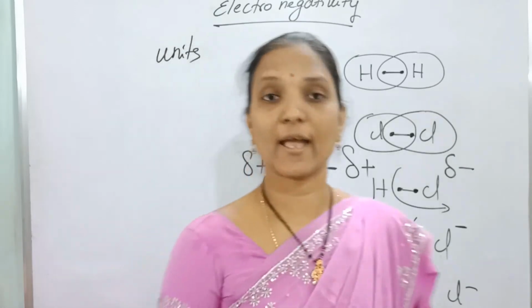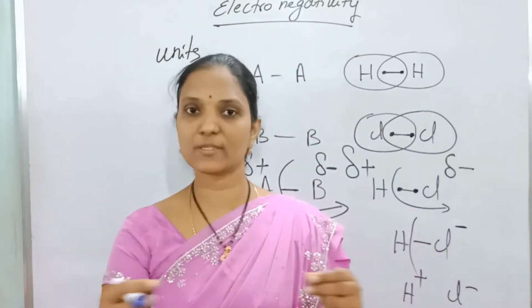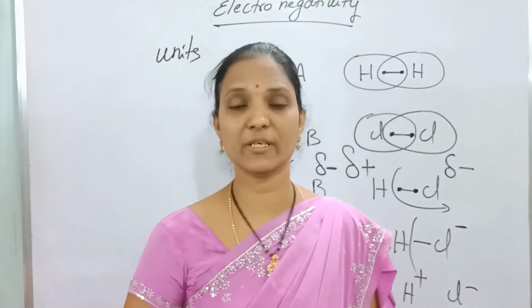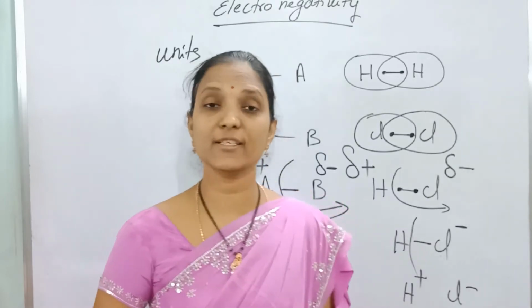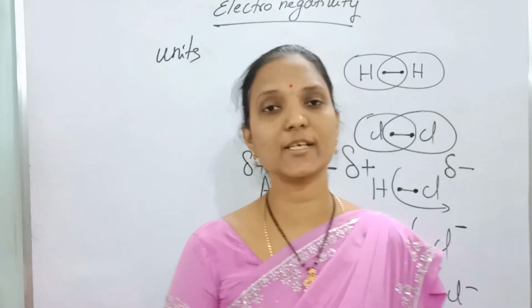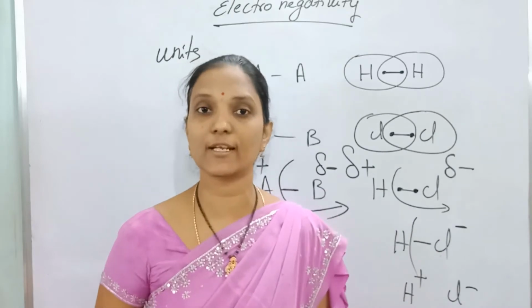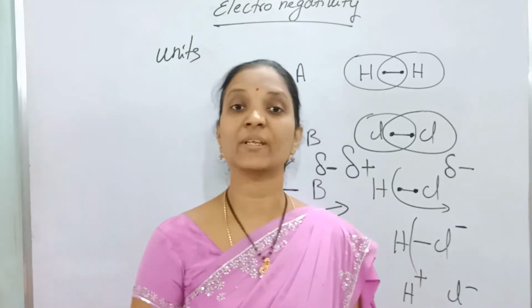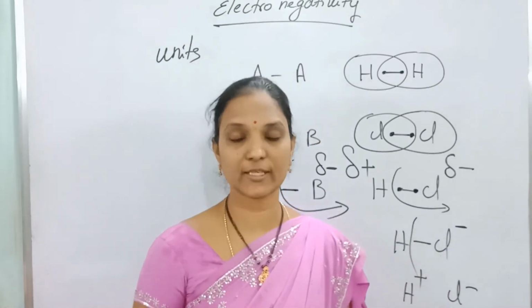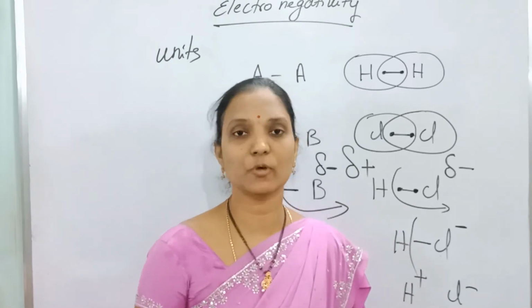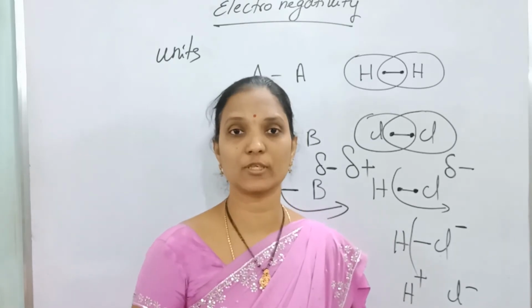Atomic radius: angstrom, nanometer, picometer, meter, because it is a distance. Ionization enthalpy is energy, so the units are kilojoule per mole, kilocalorie per mole, electron volt per atom. And electron gain enthalpy is also an enthalpy energy: kilojoule per mole, kilocalorie per mole, electron volt per atom.